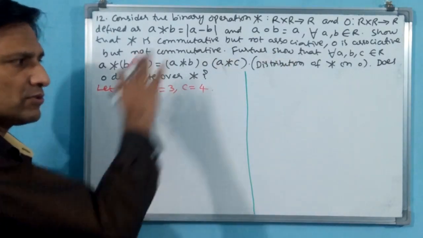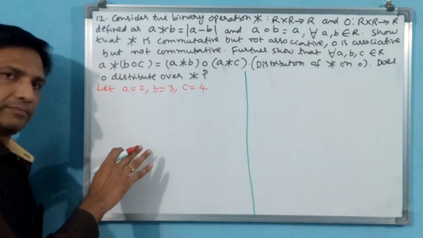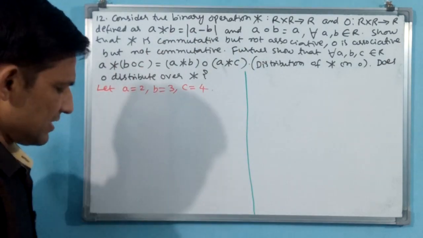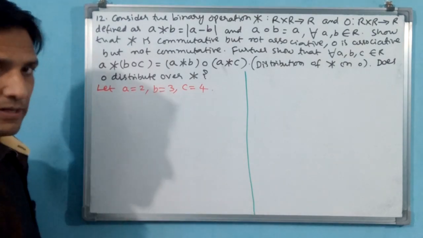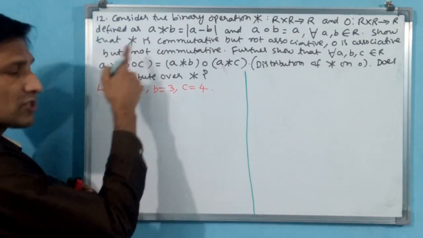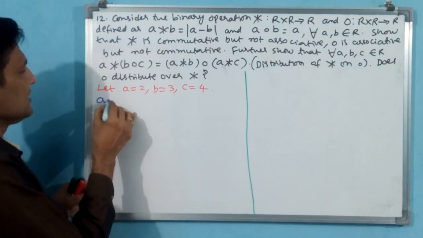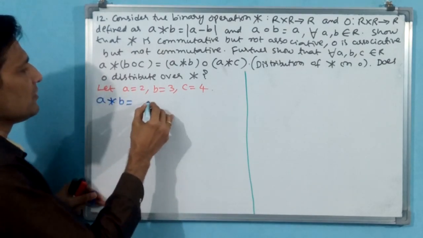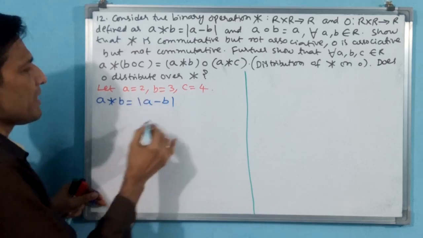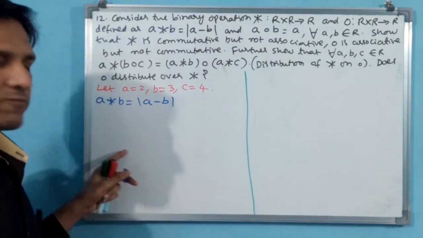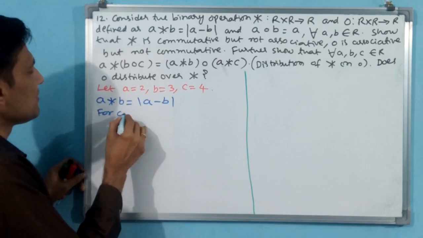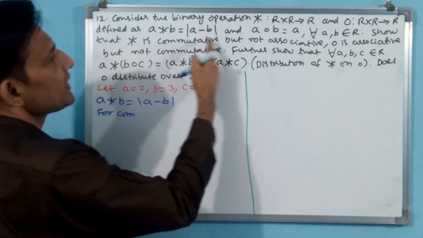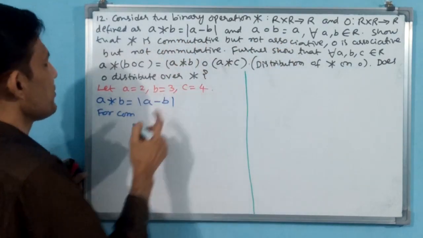Why? Because it has to obey if it is there. You understand, na? Okay. Now first we take star for commutative, but before that star you write A star B. A star B is equal to modulus of A minus B. Okay. Now you write for commutative.